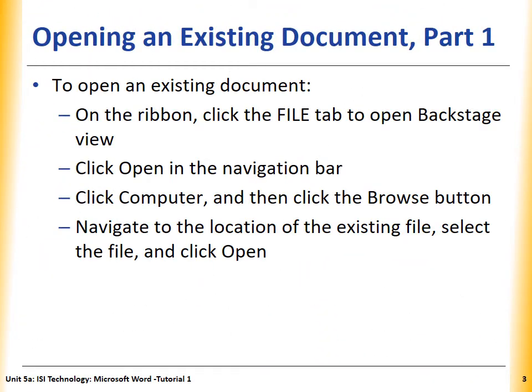To open an existing document, we have to go to the ribbon. I told you where the ribbon is located exactly. We have to click on the File tab to open the Backstage view. Click Open in the navigation bar, click Computer, and then click the Browse button. Navigate to the location of the existing file, select the file, and click Open. I'm going to show you this in a short video later on.